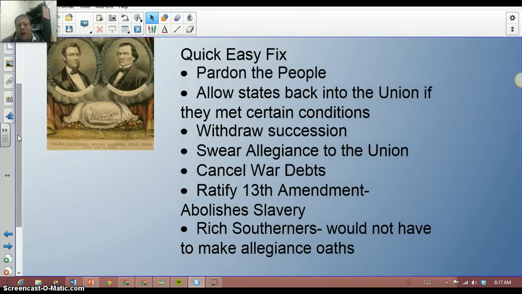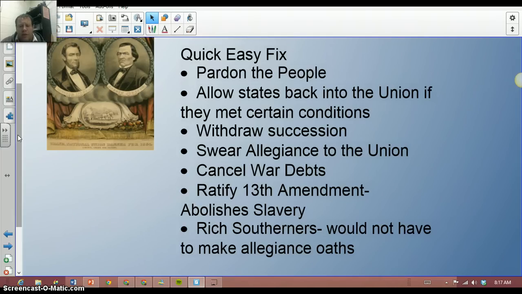The state had to swear allegiance to the Union. So basically, states had to say, "Hey, we want to become part of the United States again. We're going to be loyal to the United States forever. Pinky swear," that kind of thing. Next, they had to cancel all the war debts. All these states during the Civil War racked up a big war debt. Get rid of the debts to the war.